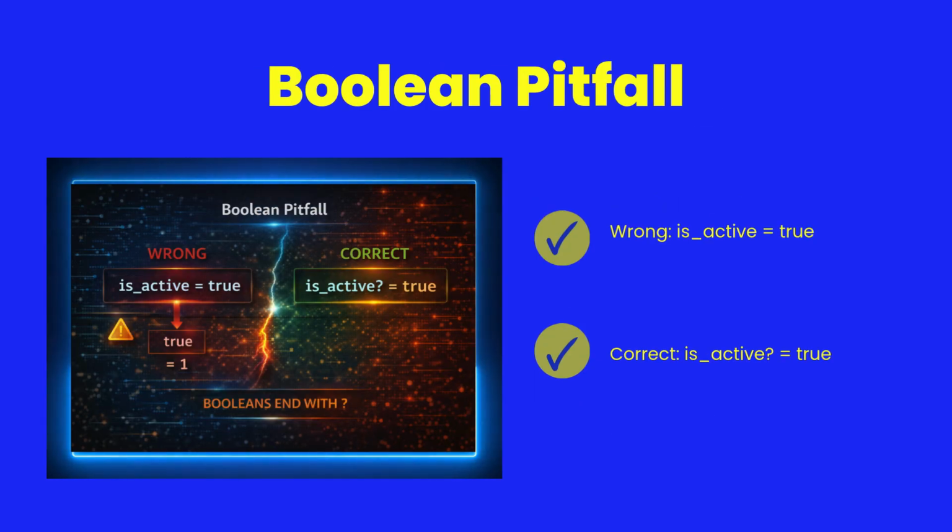A very common AI mistake is forgetting the question mark on Boolean variables. Without it, the variable becomes numeric and true is stored as 1. Always verify that Boolean variables end with a question mark.